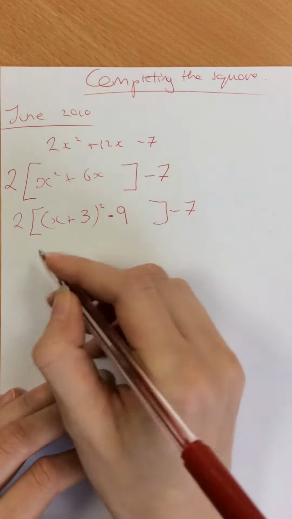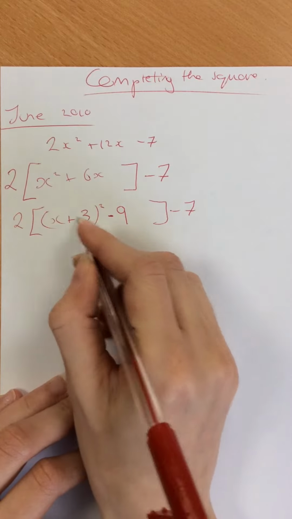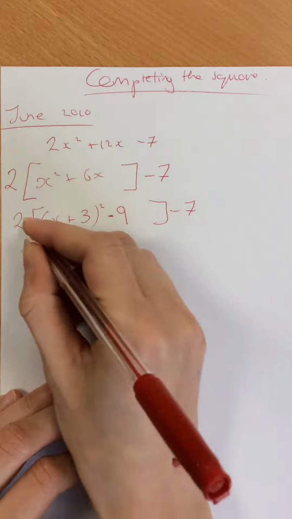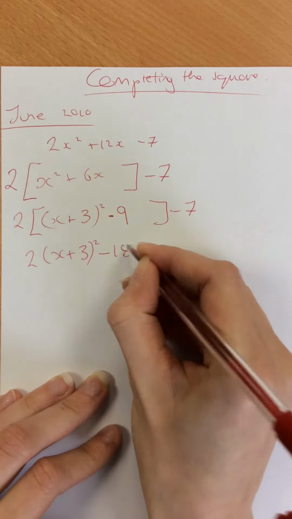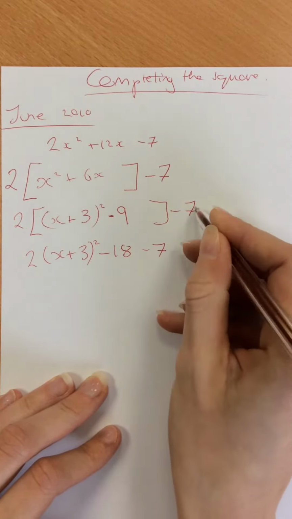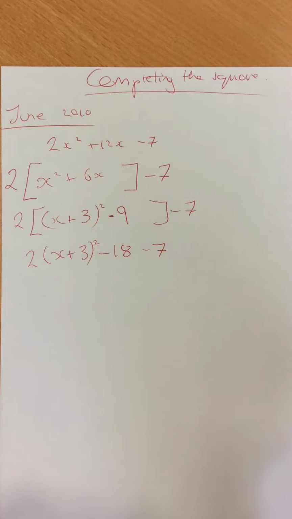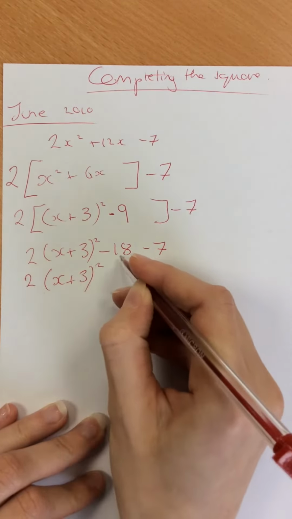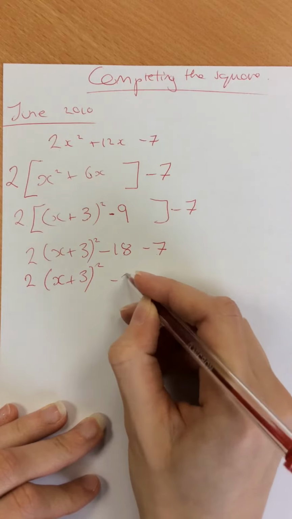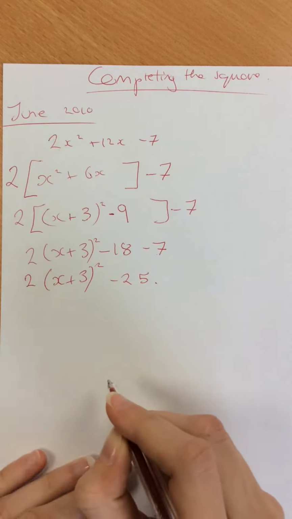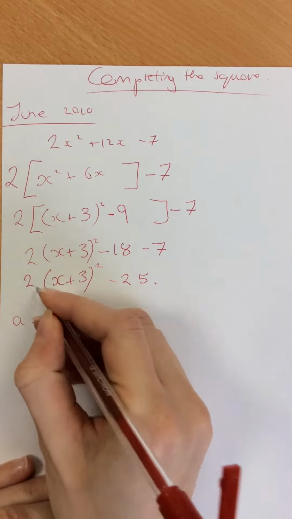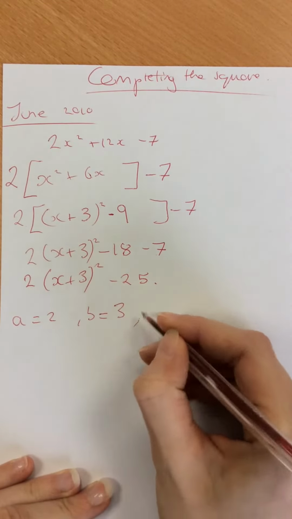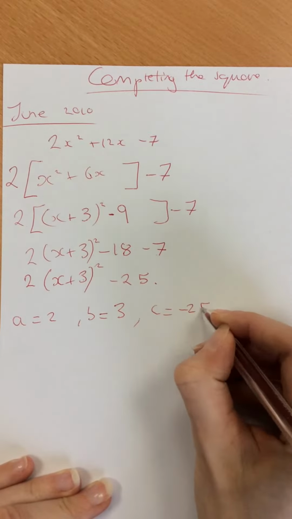Then we multiply everything by 2. So we get 2 times this bracket. 2 times minus 9 gives us minus 18. And then the minus 7 isn't affected because it's outside that square bracket. So we end up with 2 times (x plus 3) squared, minus 18, minus 7, which gives us minus 25. When they ask for the 3 values, A is 2 from here, B is positive 3, and C is negative 25.